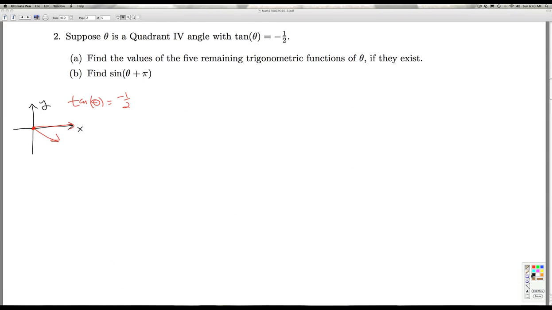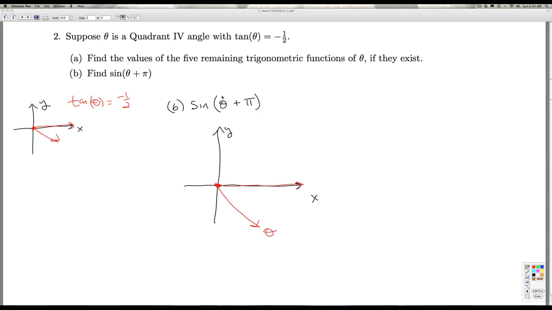Okay, in part B, we're asked to find the sine of theta plus pi. Okay, now how are we going to do that? Well, we'll go back to some of the geometry here. Now, how do we figure this out?